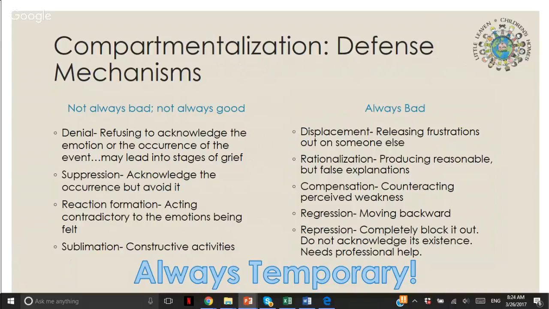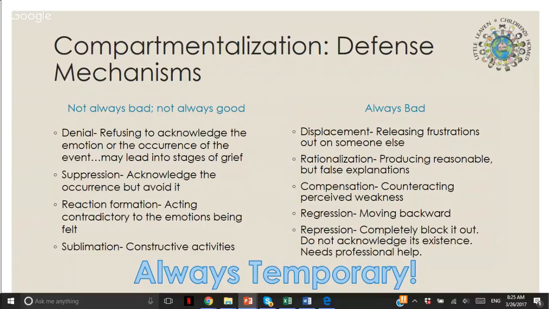Rationalization is very bad. That's when you produce reasonable facts for a false explanation. Basically, you're making excuses. You're angry or you're happy with someone, or maybe you love this person, and you make up reasons why you feel the way you feel instead of just admitting to it. That's always bad. It's basically living a lie.